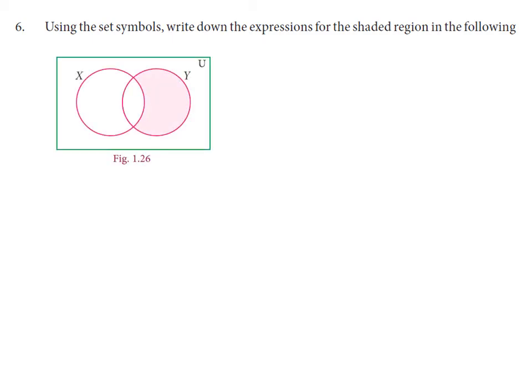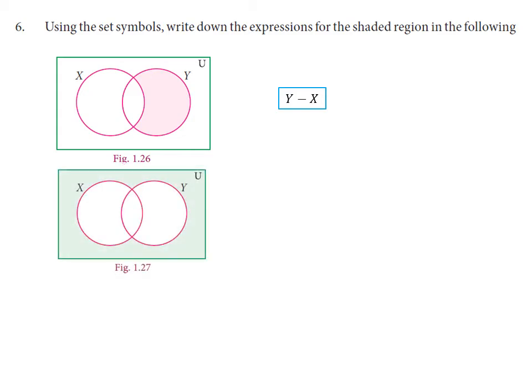Next problem. Using the set symbols, write down the expressions for the shaded region in the following. They will give the Venn diagram, so we should write only the expression. Look at this. The universal set, X and Y, two sets are there. This diagram represents Y minus X because they shaded only Y. That common part they didn't shade. So this diagram represents the expression Y minus X.